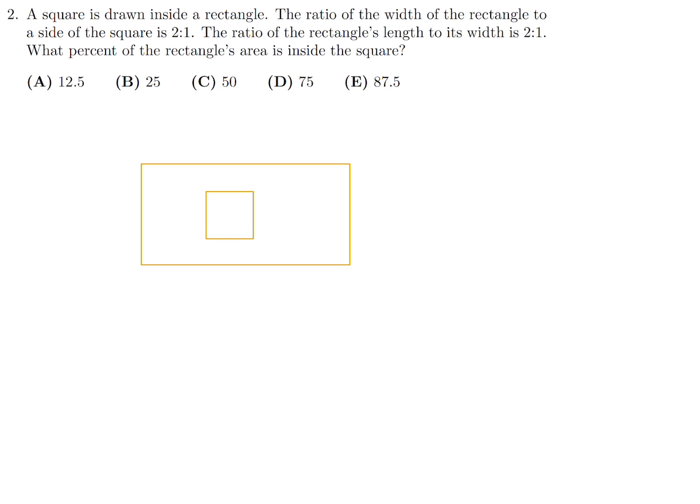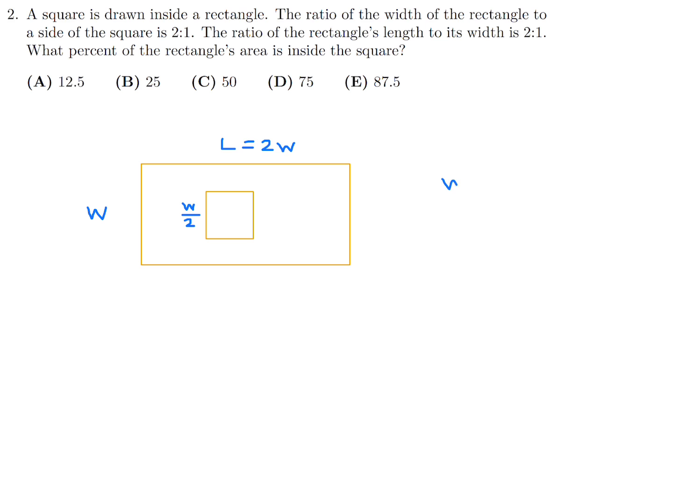The first thing that they tell you is that the ratio of the width of the rectangle, which we'll call W, to the side of the square is 2 to 1. So that means the side of the square is W over 2. It's half, basically. And then they tell you that the ratio of the rectangle's length to its width is 2 to 1. So that means the length is essentially equal to 2 times W. So now we need to figure out the percentage of the rectangle's area that is inside the square.